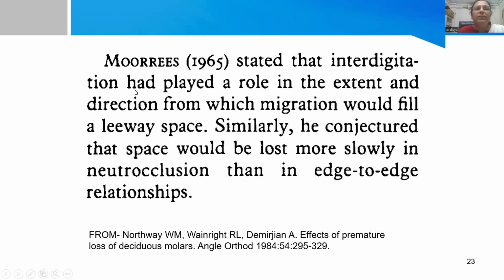Morris stated that the interdigitation plays a role in the extent and direction from which migration would fill a leeway space. Similarly, he conjectured that space would be lost more slowly in neutro-occlusion than in the H2H relationship. H2H means flush terminal. If we have a flush terminal plane in the deciduous and an end-on relation in the permanent, then space loss will be of a different kind. And if it is a mesial step, class 1 or class 2, there will be a different type of space closure, be it caries or early extractions.